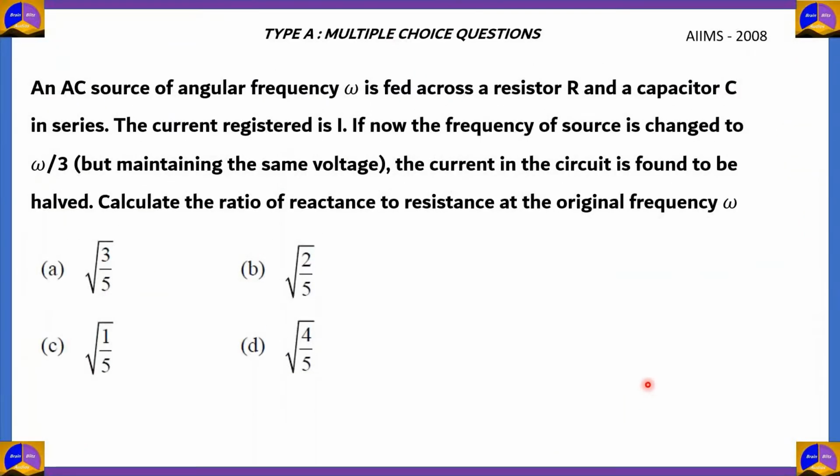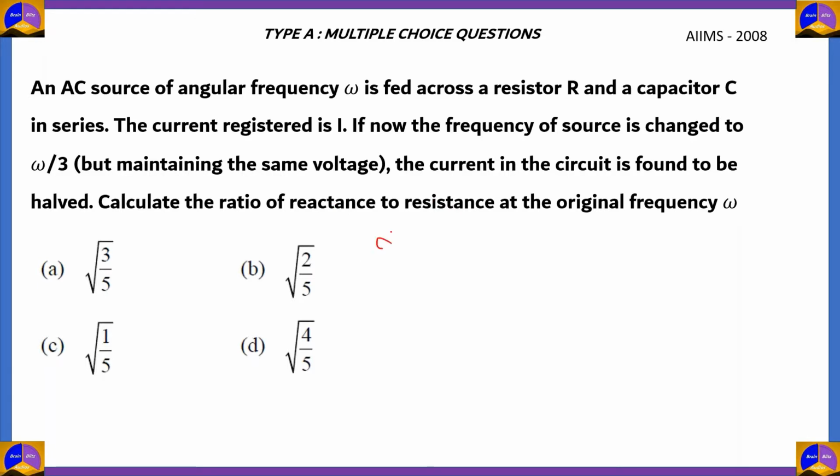Let's move on to our first question, asked in AIIMS 2008. An AC source of angular frequency omega is fed across a resistor R and a capacitor C in series. The current registered is I. If now the frequency of source is changed to omega by 3, but maintaining the same voltage, the current in the circuit is found to be halved. Calculate the ratio of reactance to resistance at the original frequency omega. How do we solve this question?